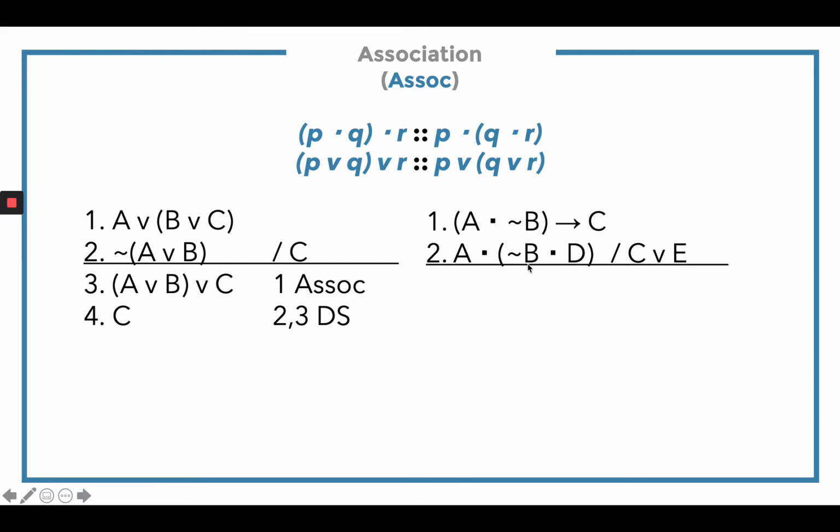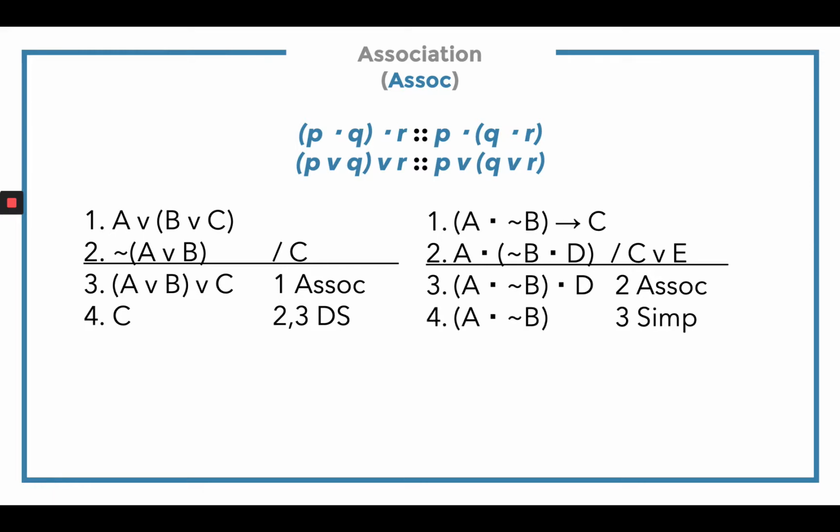I can use association to get those two together. I just shift the parentheses over. So A and tilde B and parentheses and D. That's from 2 association. The next step I do is I simplify to get A and tilde B. Once I have that, I can use line 1, use modus ponens to get C, and then once I've got C, I can add on E.